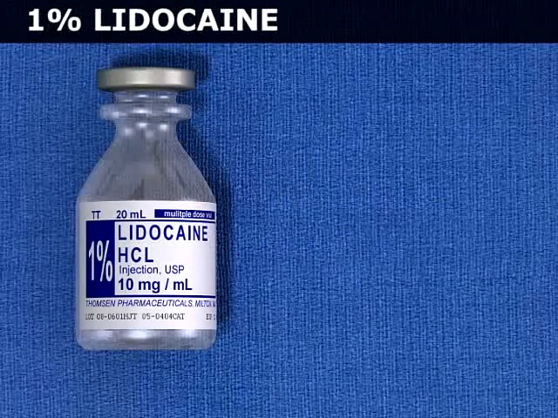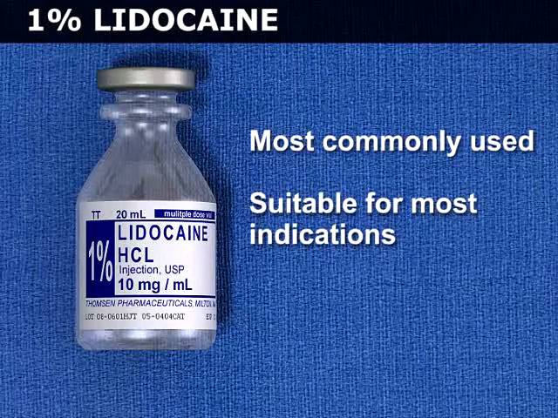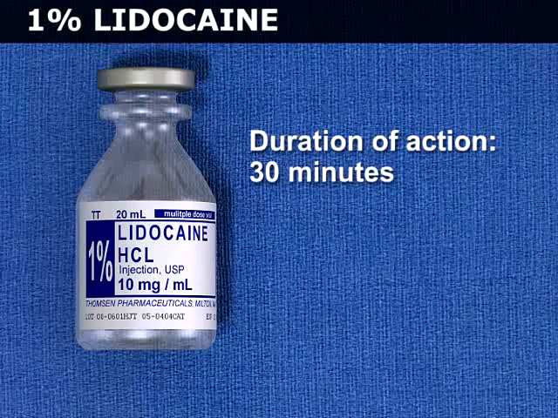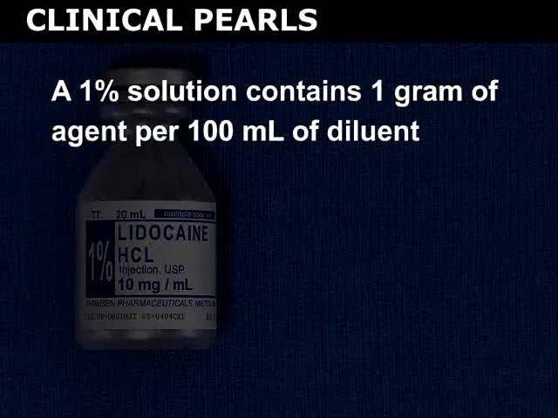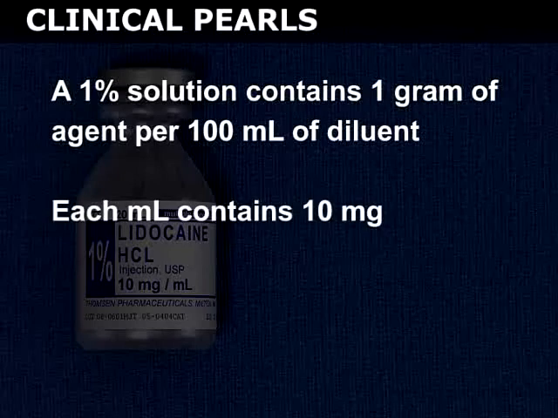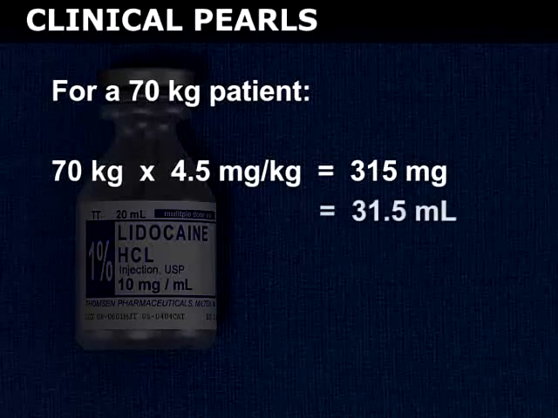1% lidocaine is the most commonly used local anesthetic agent and is suitable for most indications. The duration of action is approximately 30 minutes, and the maximum dose is 4.5 milligrams per kilogram. Recall that a 1% solution contains 1 gram of agent per 100 milliliters of diluent, and thus each milliliter contains 10 milligrams. For a 70 kilogram patient, the maximum dose of 1% lidocaine is 315 milligrams, or 31.5 milliliters.